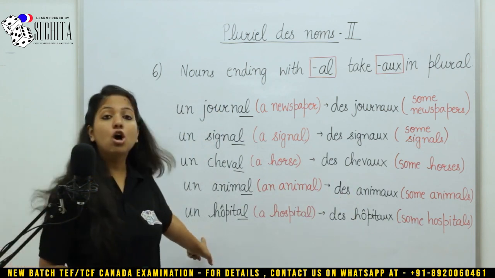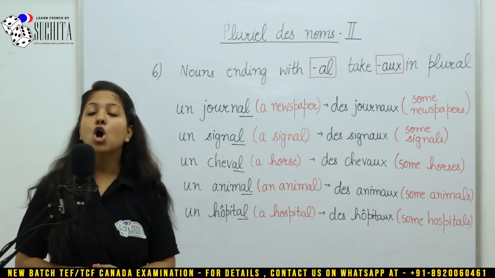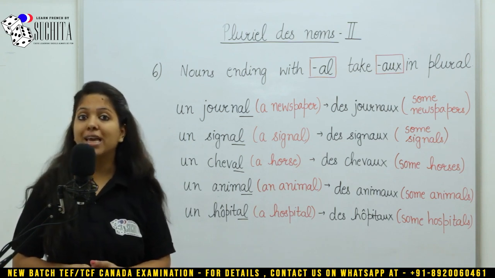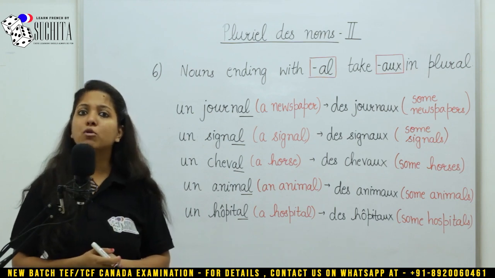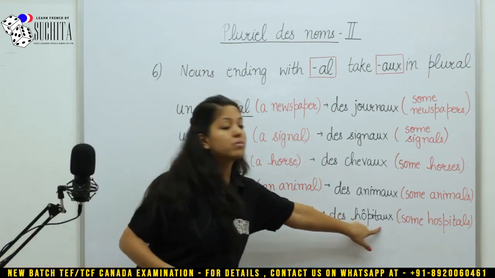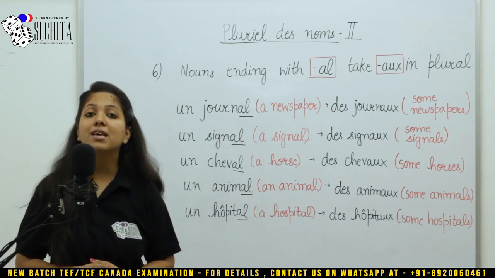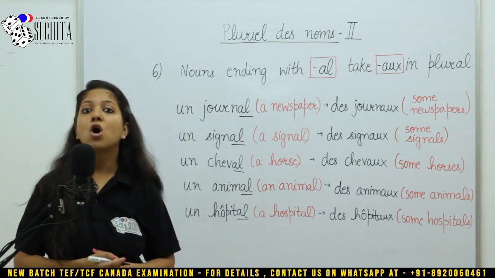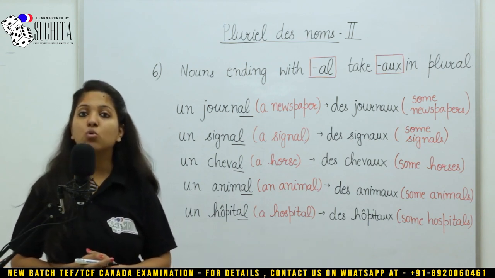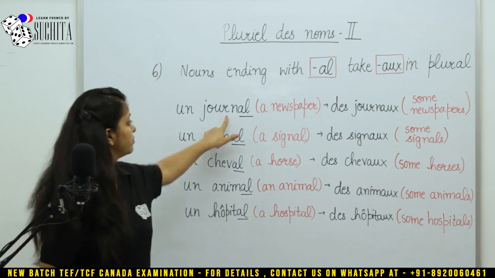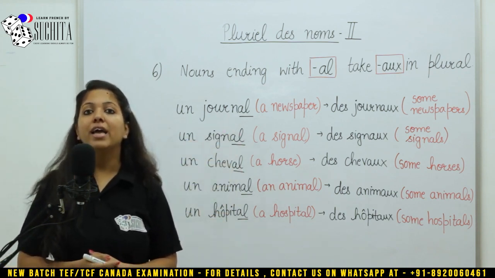Next. Un hôpital, which means a hospital. Again it ends with AL combination. In order to make it plural, cut AL and put AUX. And it becomes des hôpitaux. Some hospitals. So I repeat the rule for you. The nouns which end with AL combination, you have to cut that AL and you need to add AUX to make it plural.